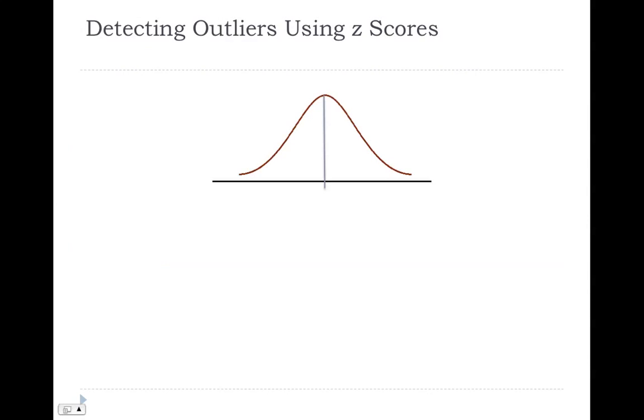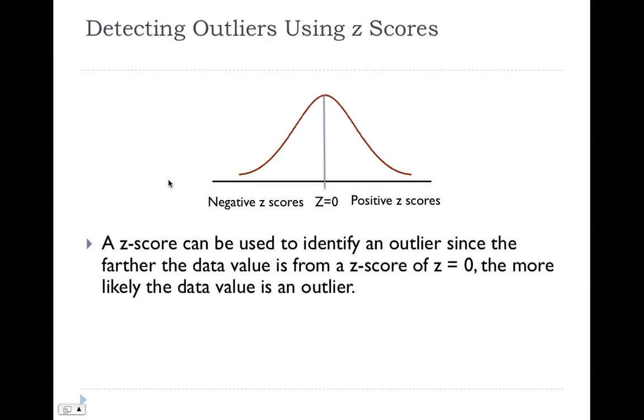Okay, detecting outliers. Z equals 0 is right in the center. That's where the mean is. So a data value that is equal to the mean has a z-score of 0. Positive z-scores will be on the right, so positive 1, 2, 3. Anything more than that can be considered an outlier. And negative z-scores on the left, negative 1, negative 2, negative 3. And anything more than that, or less than that basically, would be considered an outlier.